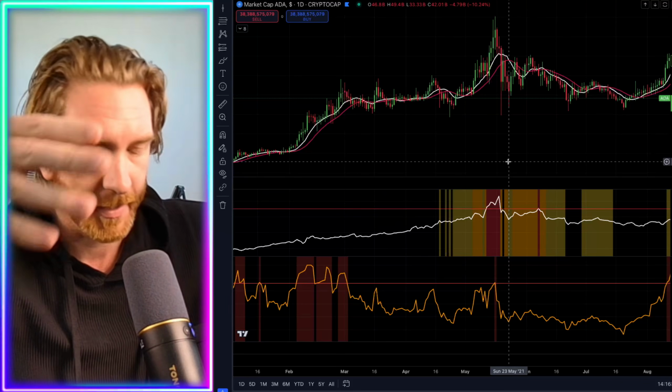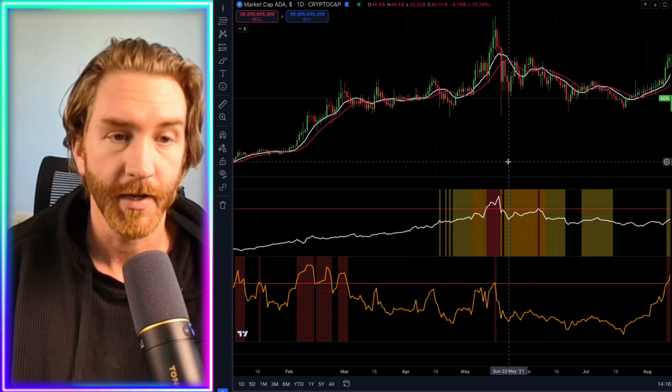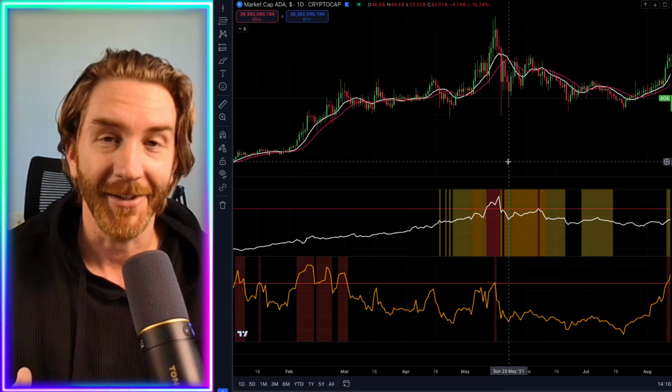Everything can go to zero. These indicators could be invalidated. Disclaimers, do your own research. That being said, it is wise to scale out on the way up.